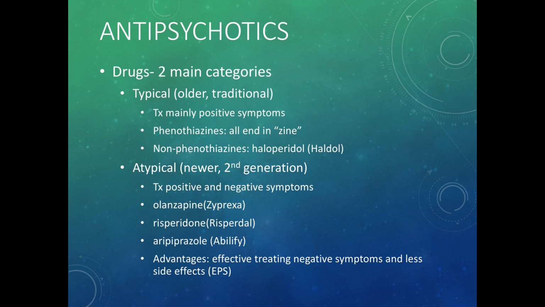So antipsychotics come in two main categories, the typical and the atypical. And you'll see more of the atypicals being used, although we do use the phenothiazines and non-phenothiazines. Haloperidol is a hallmark typical antipsychotic medication. And for that, I would encourage you to look at your chapter 19.